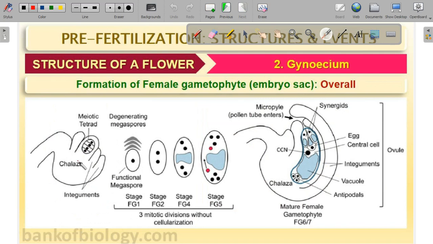Therefore, these are the stages we have here. Three megaspores degenerate and one is functional. It undergoes FG1, FG2, FG3, FG4 through simple mitotic divisions. Three mitotic divisions occur without cellularization, that is, no cell wall formation. So 2-nucleate, 4-nucleate, 8-nucleate. Among them, you can see they get organized into a 7-celled, 8-nucleate embryo sac. About that, we have discussed: two synergids, one egg cell, three antipodals, one central cell with two polar nuclei. Any doubt, children?